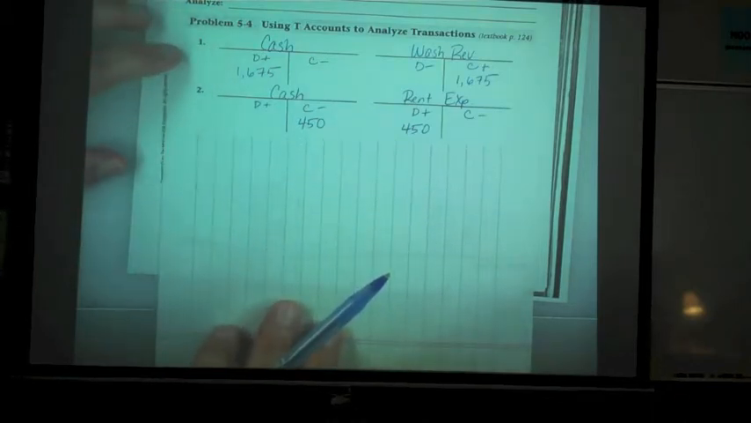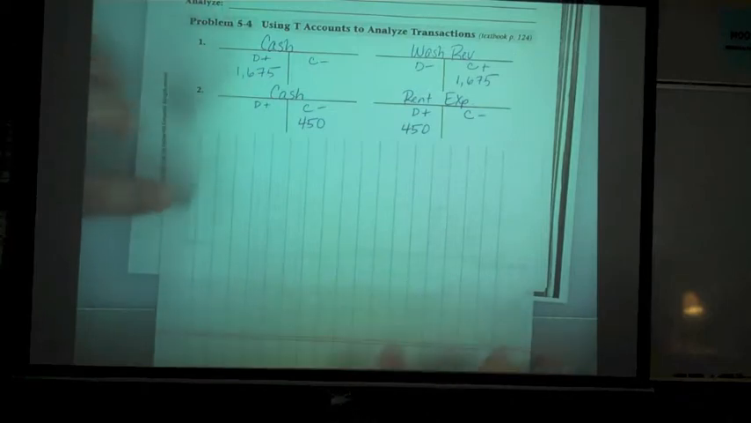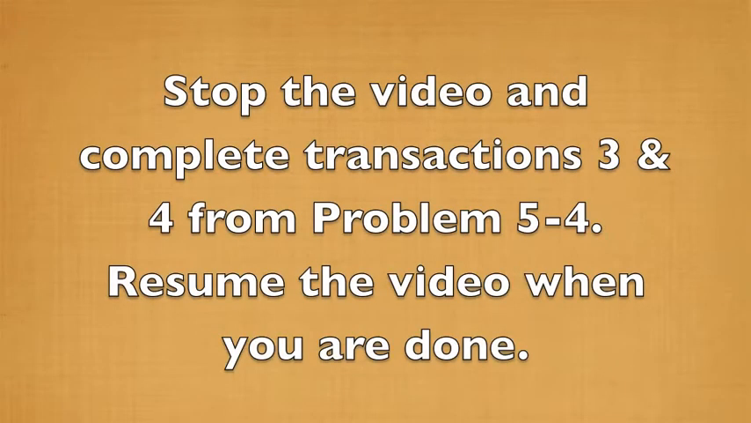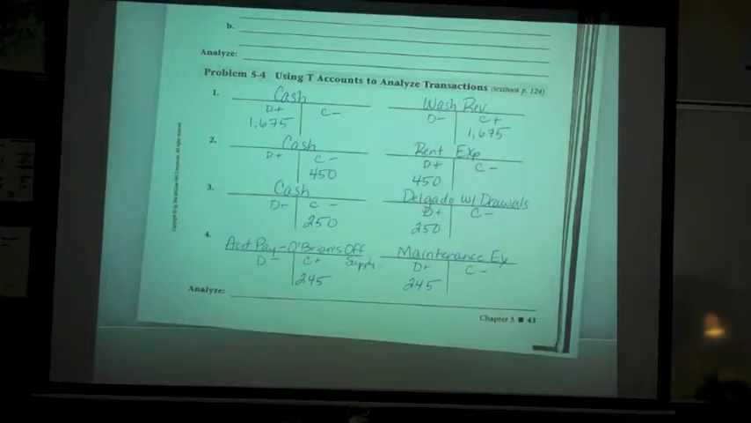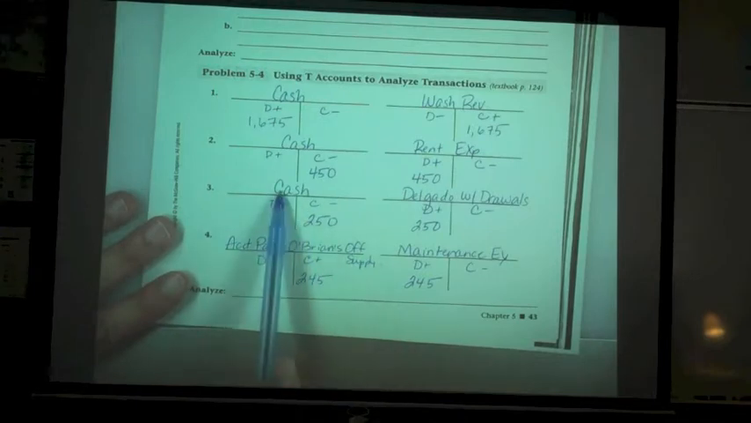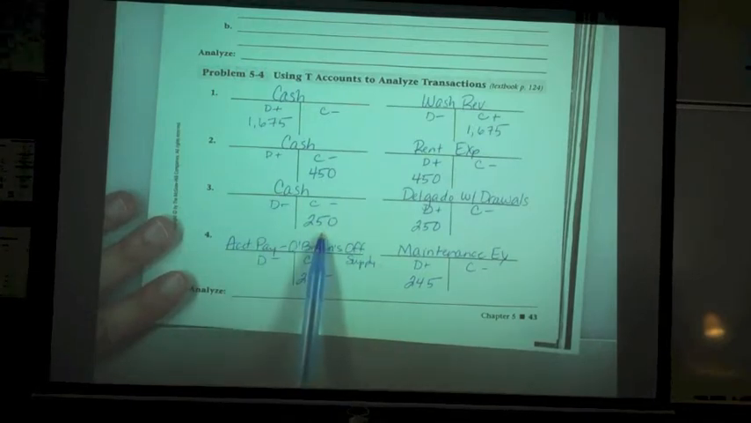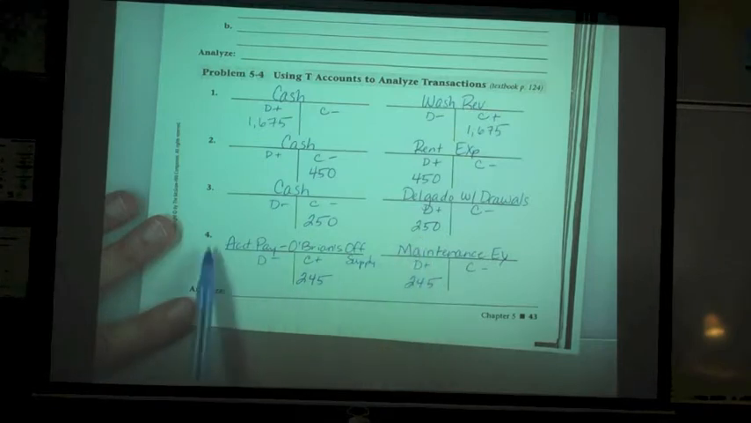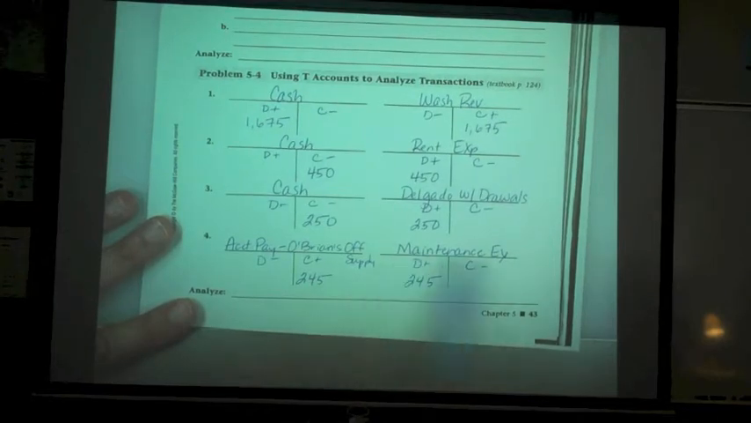Now I want you to stop the video and try problems 3 and 4 on your own, and we'll come back. Check your work. For number 3, cash was credited for $250. Delgado withdrawals was debited for $250. Number 4, accounts payable O'Brien's office supply was credited for $245. Maintenance expense was debited for $245.